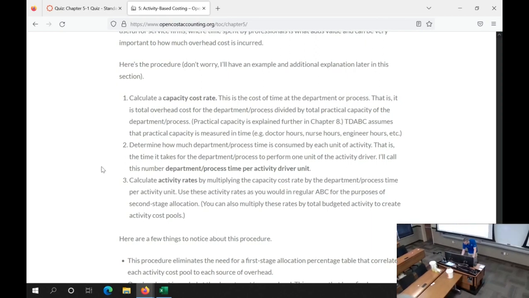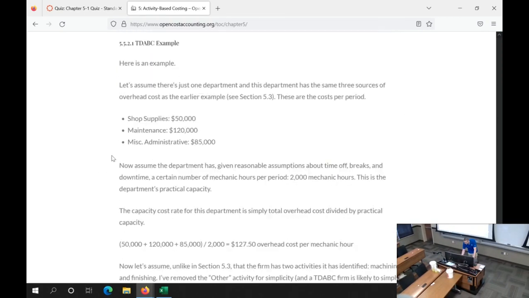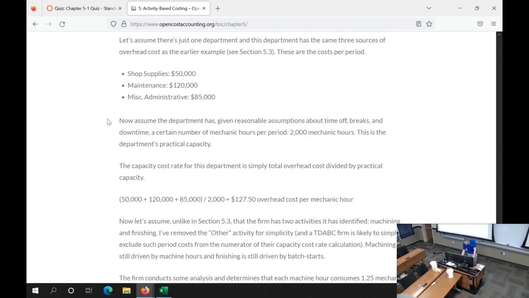All right, so let's go to the example real quick, in case my verbalization of this isn't as clear. The example here is that we just got one department, and we have 3 sources of overhead: shop supplies, maintenance, miscellaneous administrative. These are the same numbers as before in section 5.3.